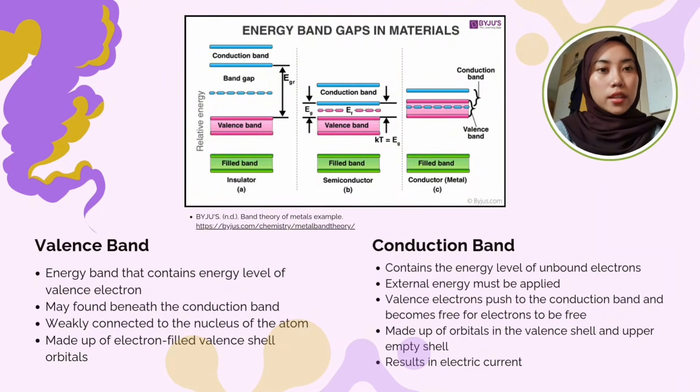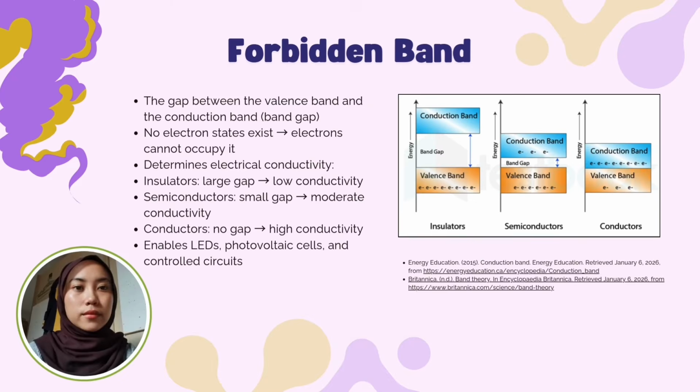On the other hand, the conduction band contains the energy levels of unbound electrons, also known as free electrons. External energy must be applied so that the valence electrons are pushed into the conduction band and become free. The conduction band is made up of orbitals in the valence shell and upper empty shells that aren't occupied by electrons. Movement of these electrons results in electric current.